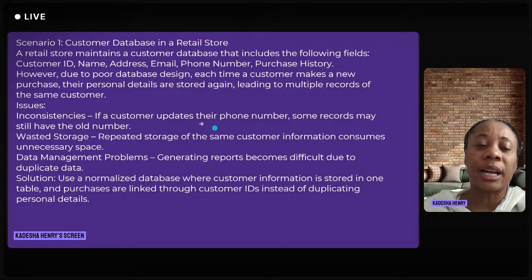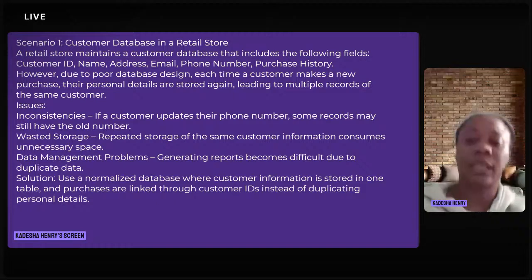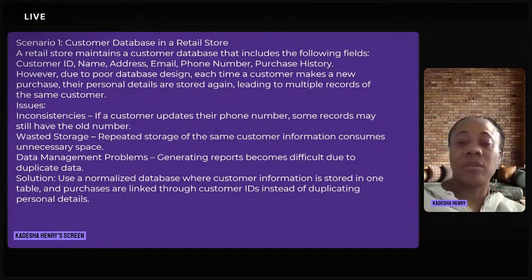So let's look at a scenario right here in redundancy.